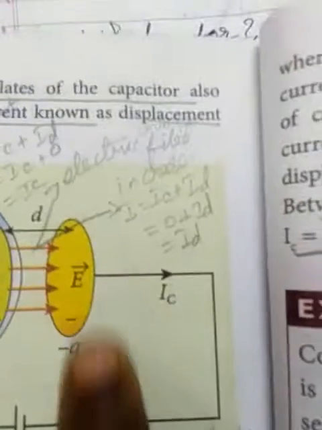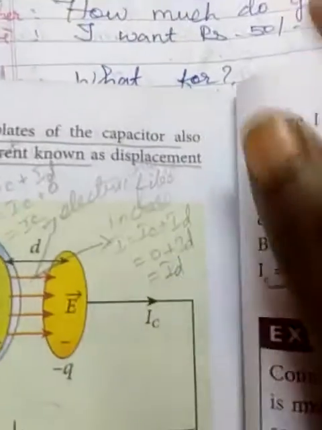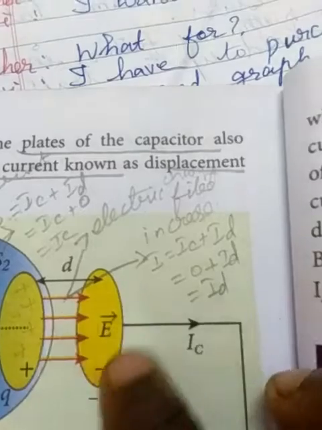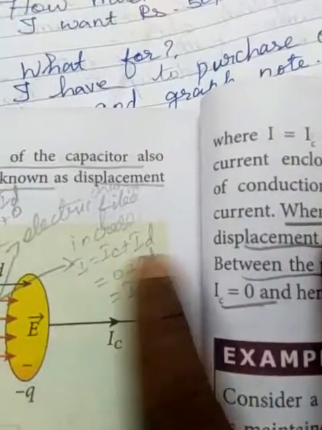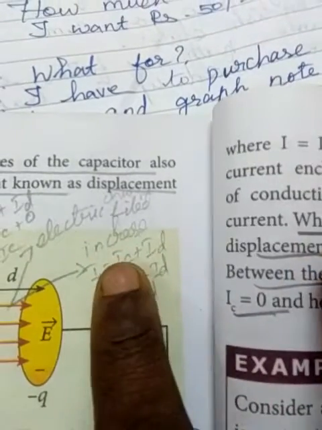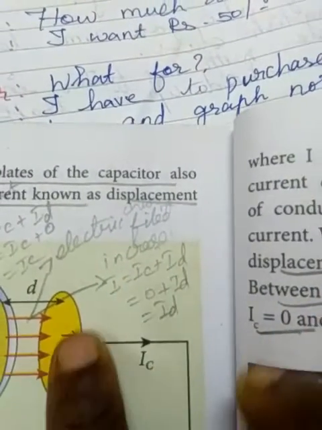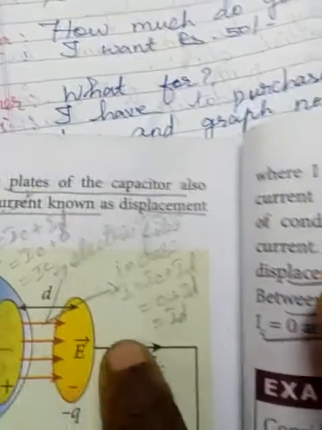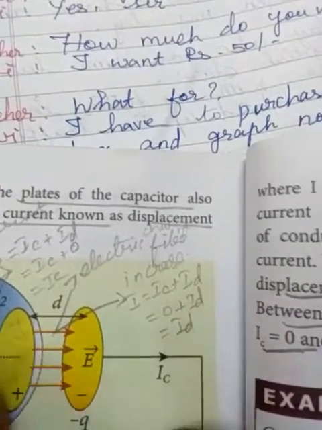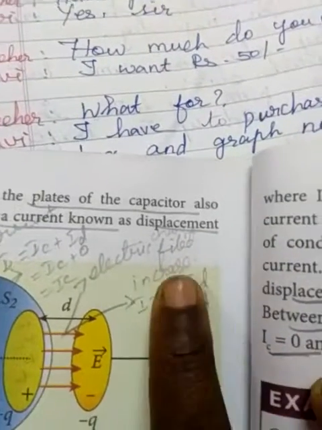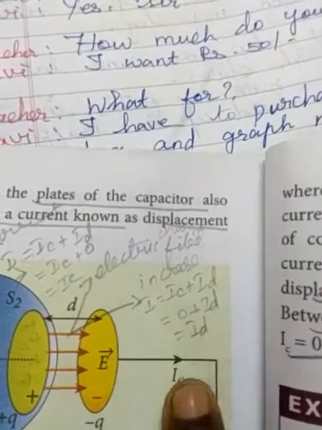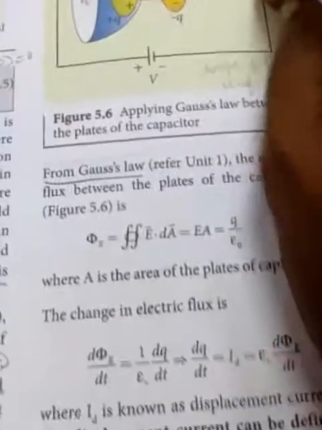Now here, as the current increases, the negative charges, the electrons, increase in the capacitor. I equivalent to I_C plus I_D. Here the conduction current is 0, because here there is an increase of electric flux. The displacement current is the changing of that flux, so I_D has a value. The conduction current is 0 here, so I is equivalent to I_D. This side we take I equivalent to I_D.